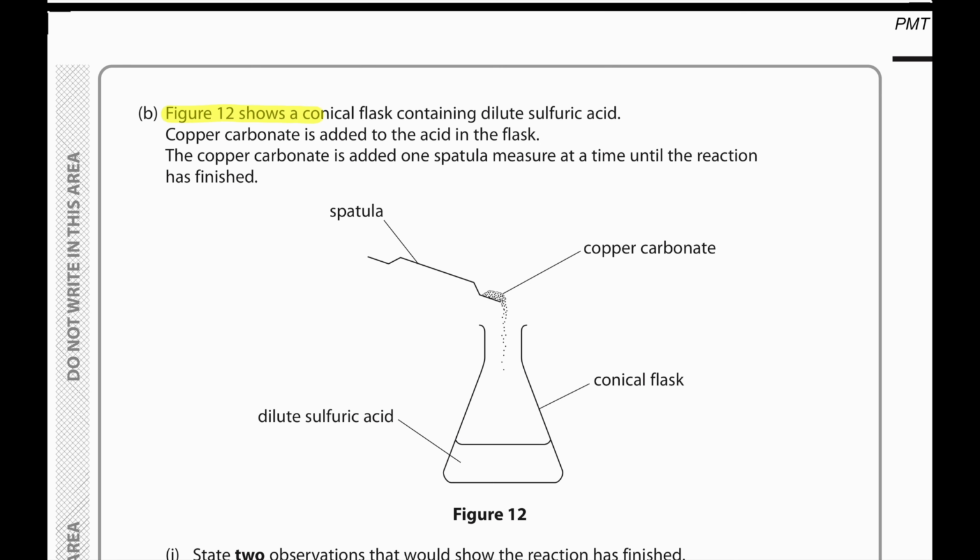Figure 12 shows a conical flask containing dilute sulfuric acid. Copper carbonate is added to the acid in the flask. The copper carbonate is added one spatula measure at a time until the reaction has finished. So this is the spatula. We are adding the copper carbonate into the conical flask that contains the dilute sulfuric acid.